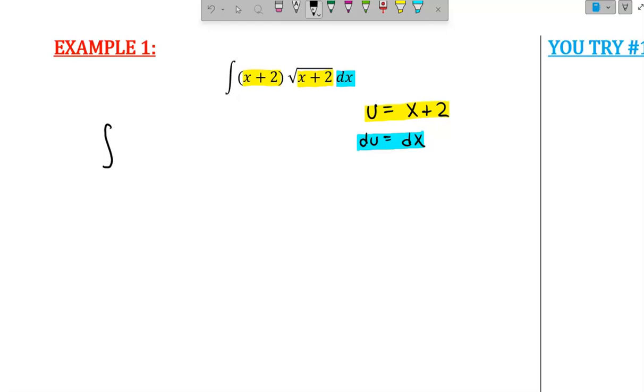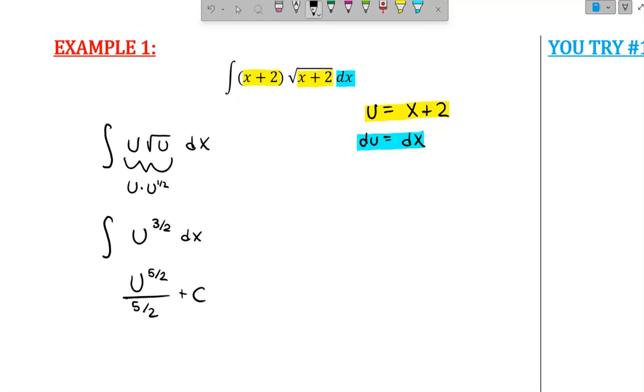And that's going to work in this particular situation because I would be left with u times the square root of u. Now, as you know, the square root of u is the same thing as u to the 1/2. So I can merge these together to give me u to the 3/2 du, and that is something we are definitely able to integrate. We're going to get u to the 5/2 over 5/2 plus c. When I simplify that, we get 2/5 u to the 5/2 plus c, because dividing by 5/2 is the same as multiplying by 2/5. We would then insert our original u back in and get x + 2.